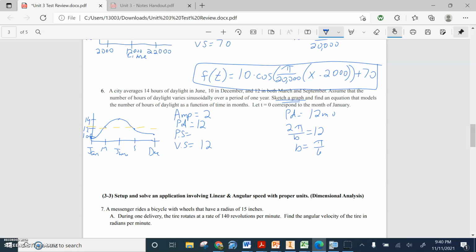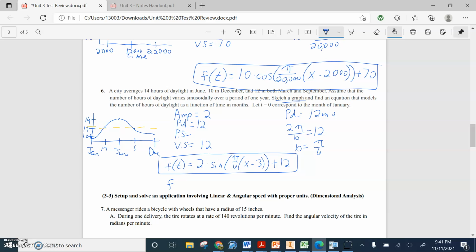Let's do both. So f of t is 2 times sine pi over 6 x minus, if I'm doing sine, that's that midline increasing. So there's the midline where it's increasing. That's at March. March is 3 months in, so x minus 3, vertical shift was 12 hours of daylight, so plus 12. So that was one answer. And if you were happy with that, by all means, that's what you want to do.